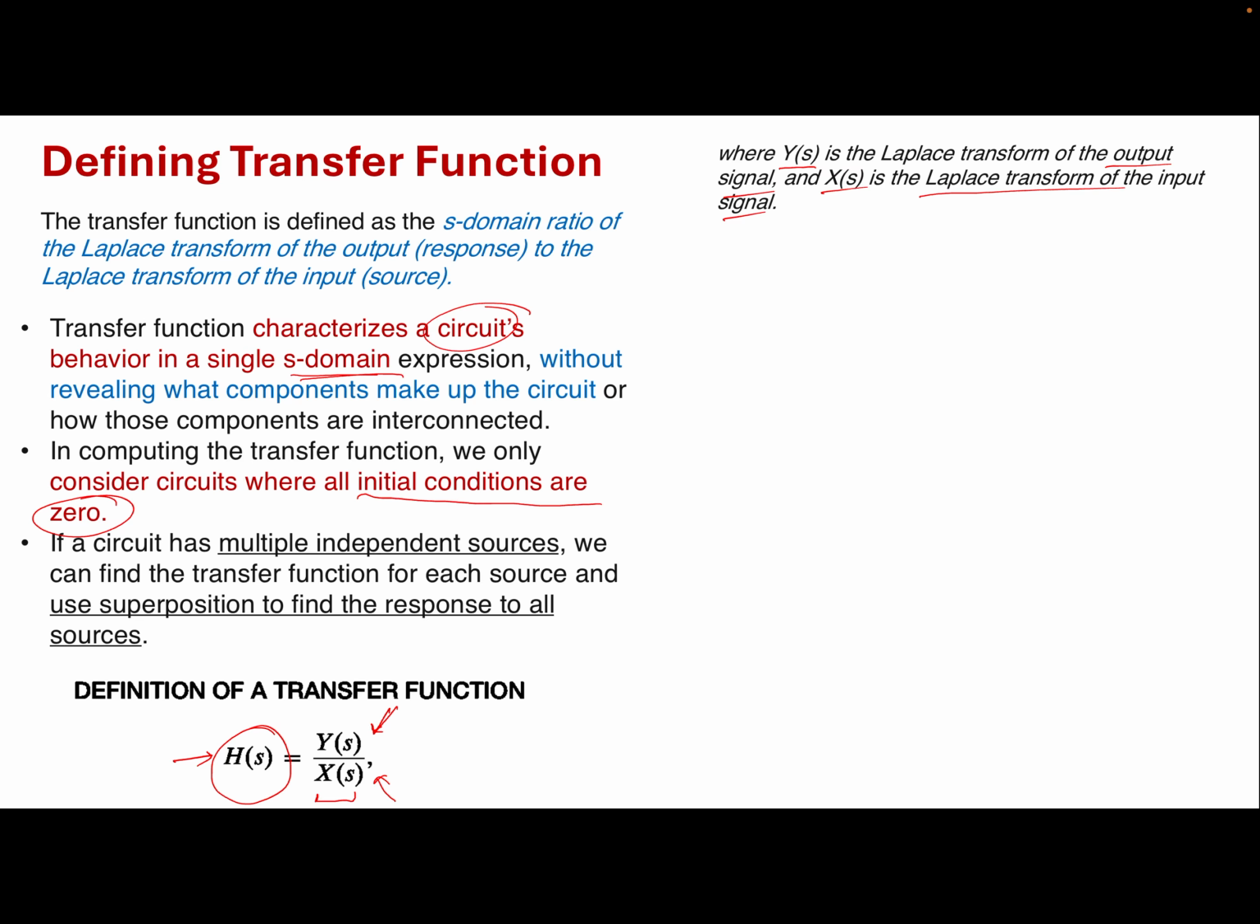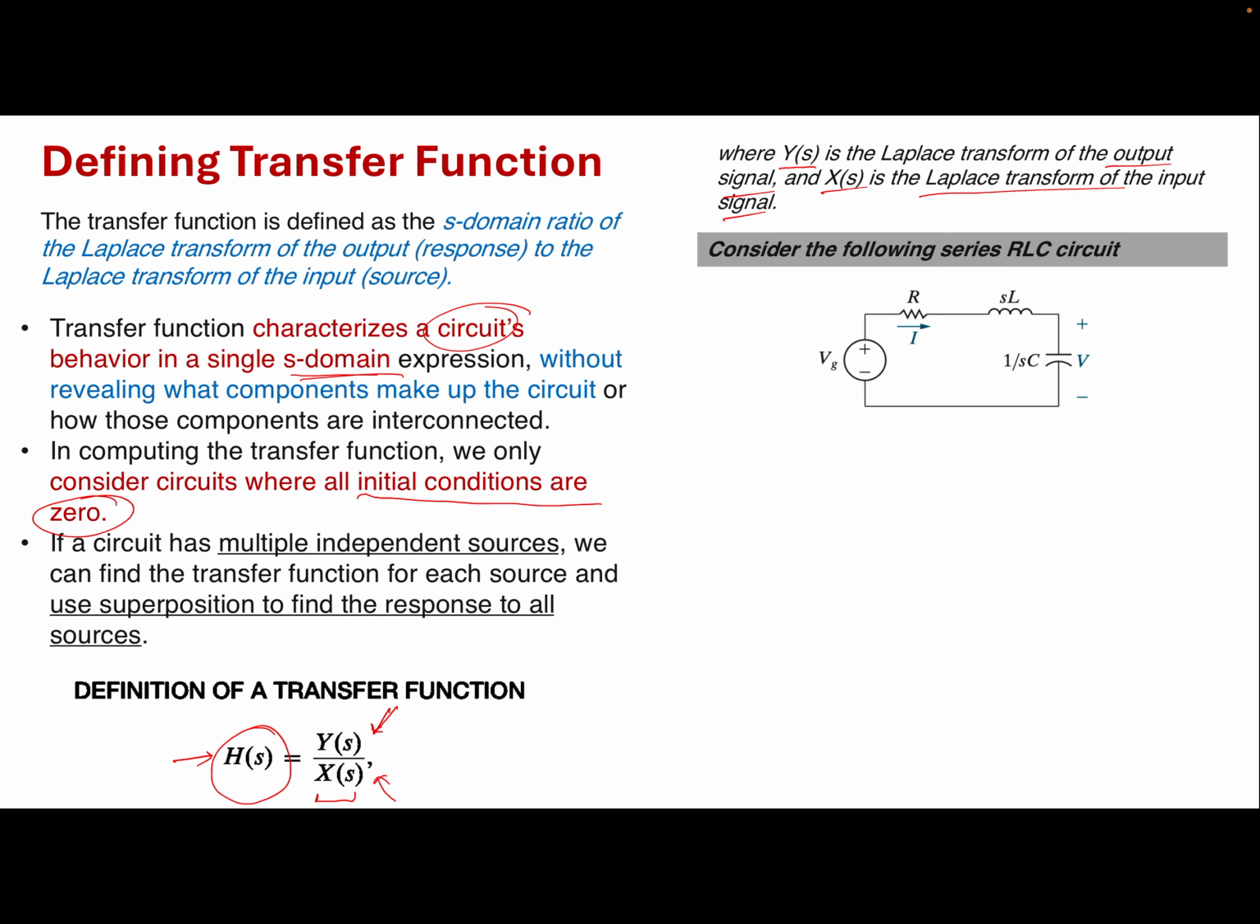So what we are going to do is consider a circuit here. For example, here's a circuit. It's a series RLC circuit where you have a resistor, inductor, and a capacitor, and it is connected to an independent voltage source Vg. This is a representation of the time domain circuit in the S domain. So let's find a transfer function over here.